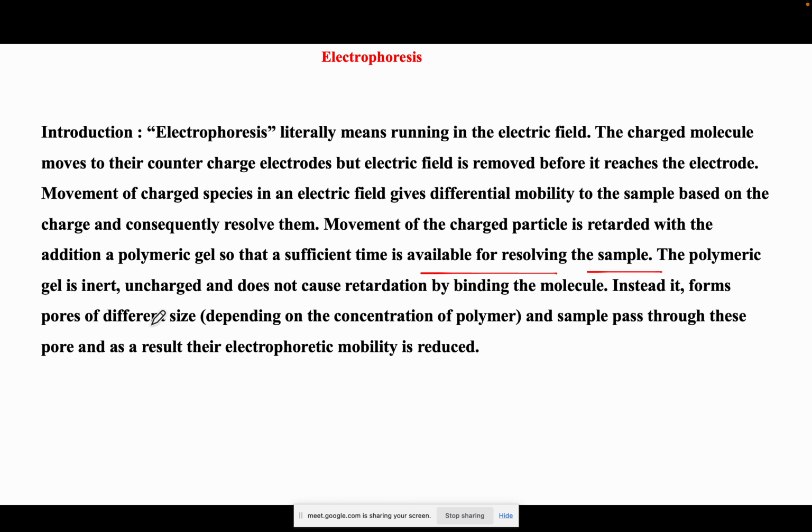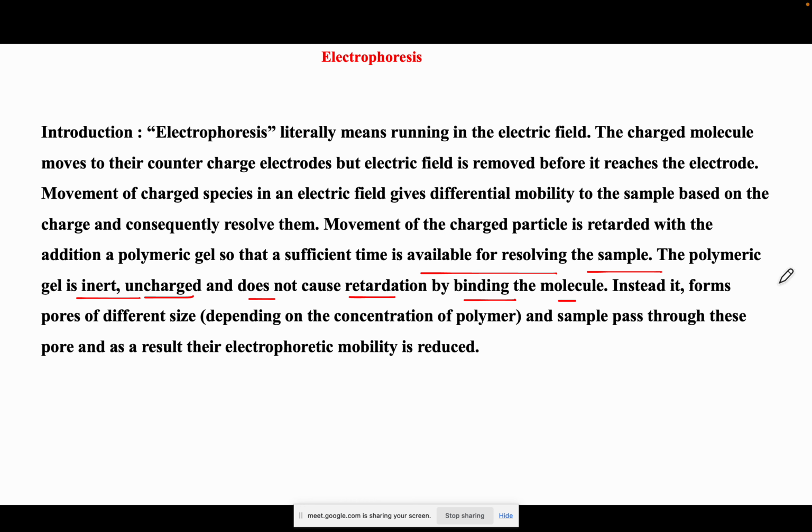The polymeric gel is inert, uncharged, and does not cause retardation by binding the molecule. So one important aspect of selecting the polymeric gel is that whatever substance you are using has to be inert, that means inactive. It has to be uncharged and not cause retardation by binding the molecule. So the polymeric gel should not bind to the macromolecule you have loaded. Instead, it forms pores of different size depending on the concentration of polymer, and the sample passes through these pores, and as a result their electrophoretic mobility is reduced.